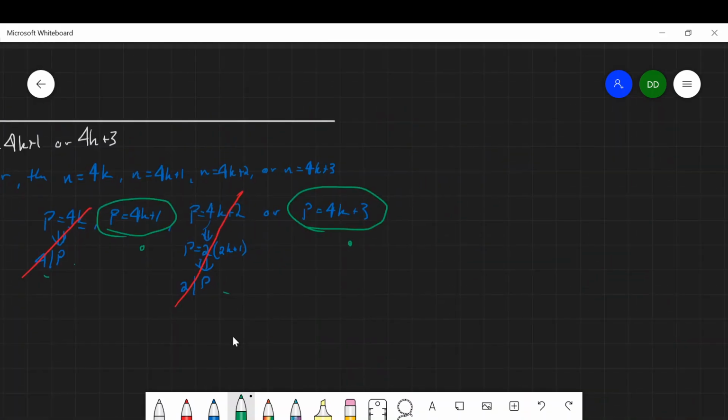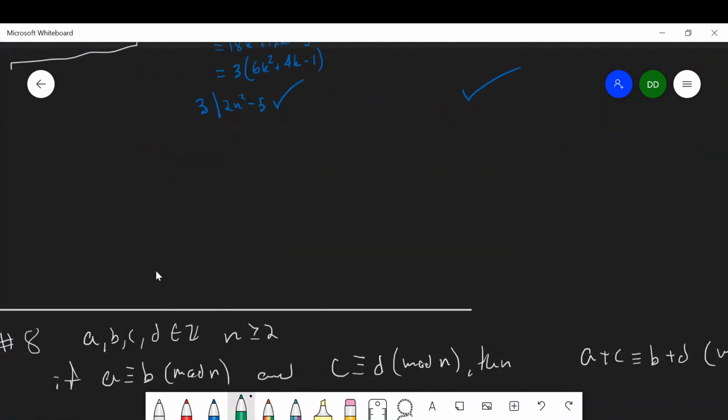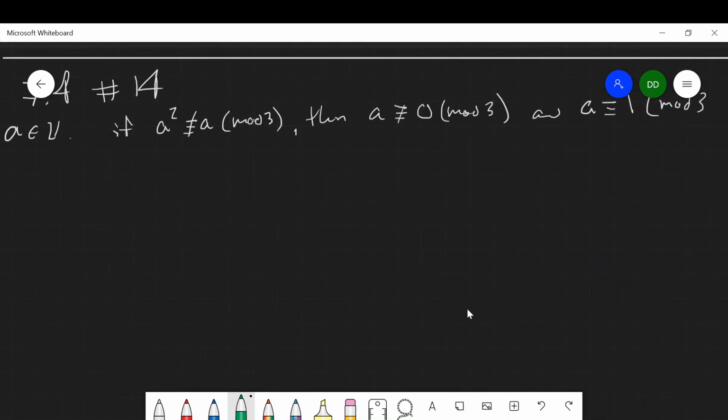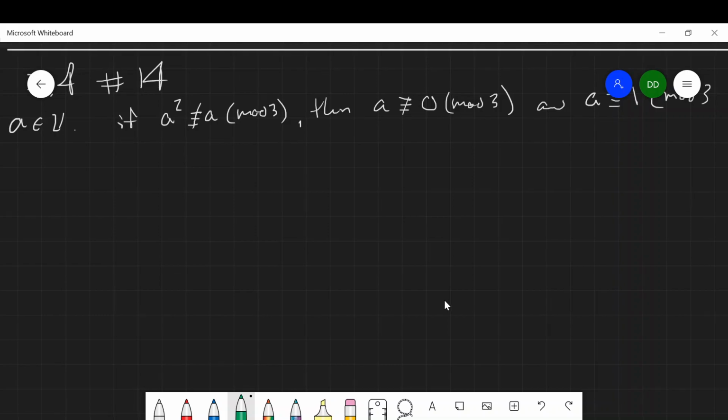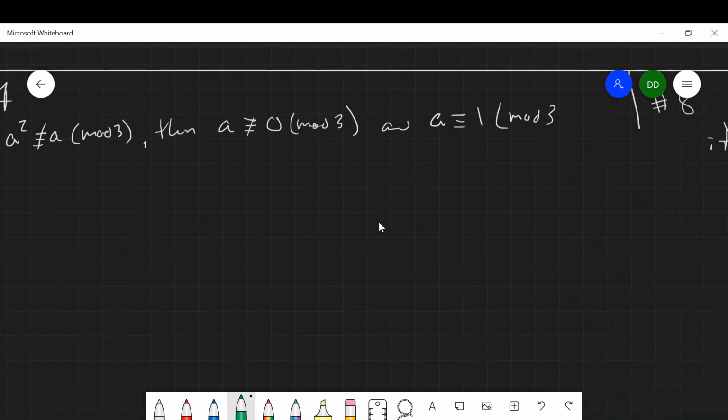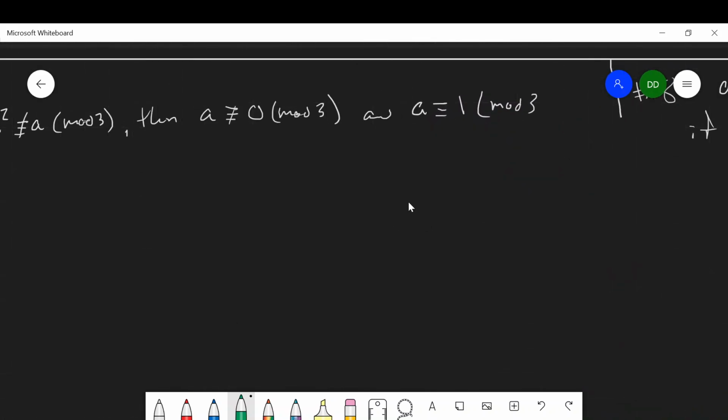All right, let's keep trucking. I got a couple other ones for you now from section 4. So in this one we have an integer a, and we want to prove the statement: if a squared is not equivalent to a mod 3, then a is not equivalent to 0 mod 3, and a is not equivalent to 1 mod 3. That should be a not equivalent to, with a parenthesis. Geez, what was I doing?